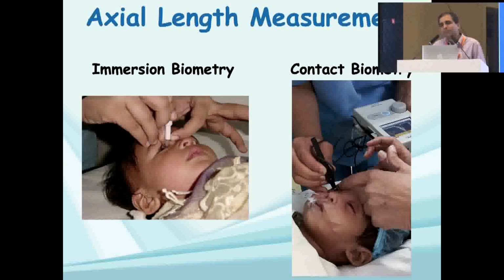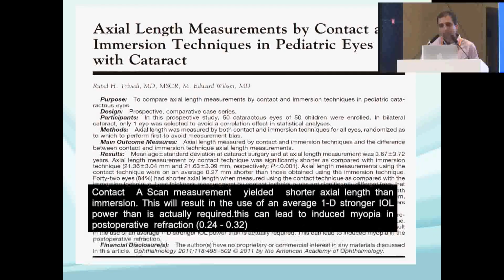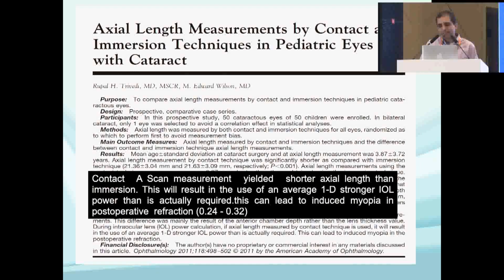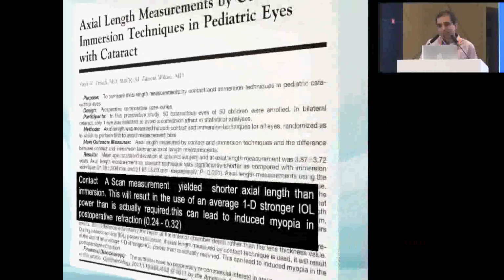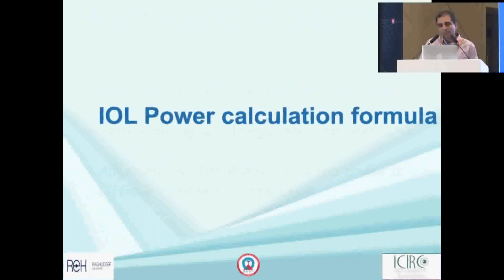Wherever possible, immersion biometry is definitely the way to go in measuring the axial length compared to contact. It will be difficult to do immersion biometry in very, very small children, and therefore, like in our case, we've got a customized Prager shell made of a very small size, because even the normal Prager shell may be difficult to fit in very young children or children less than 3, 4 years of age. And like in adults, there are also articles done amongst children to show that measuring with the contact method does have significant limitations in measuring the axial length. And like I said, alignment is also an issue.